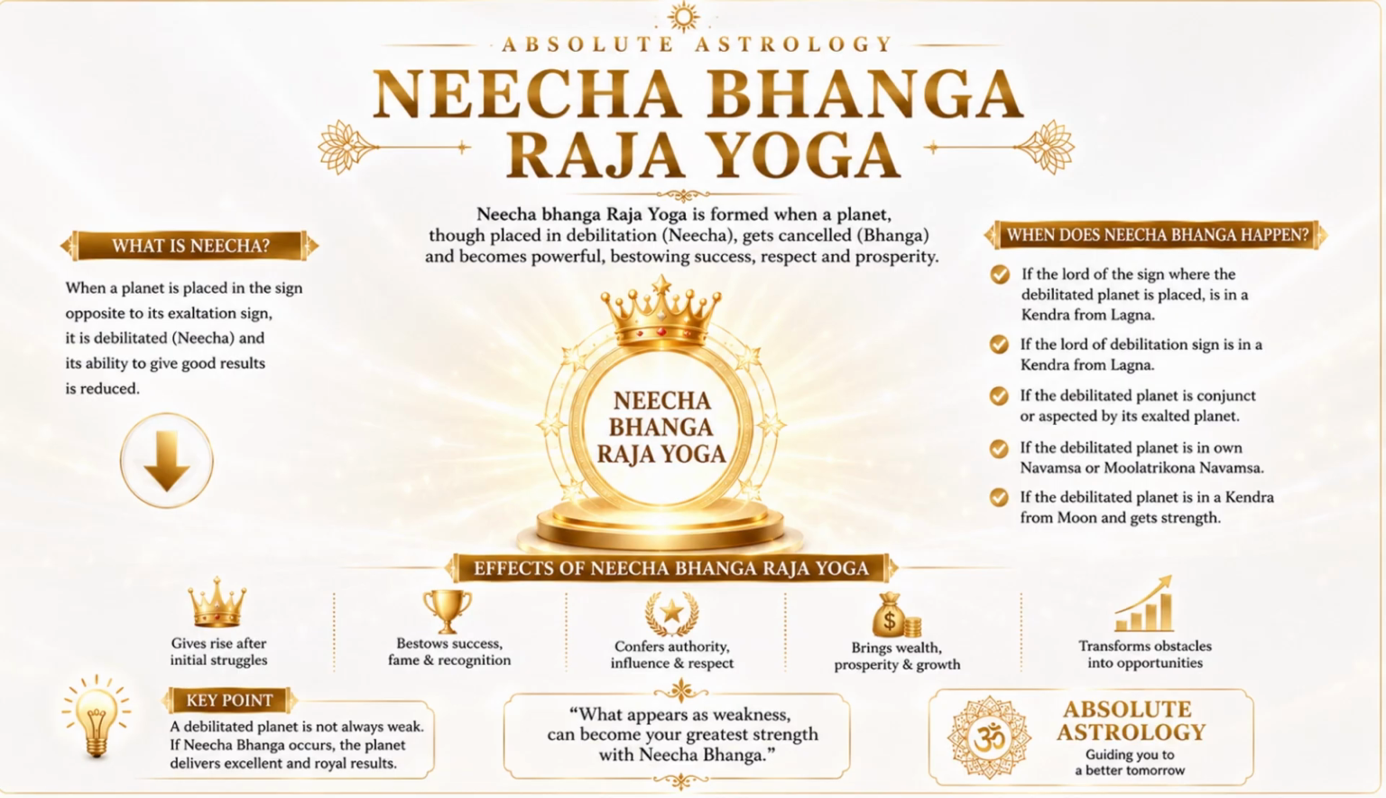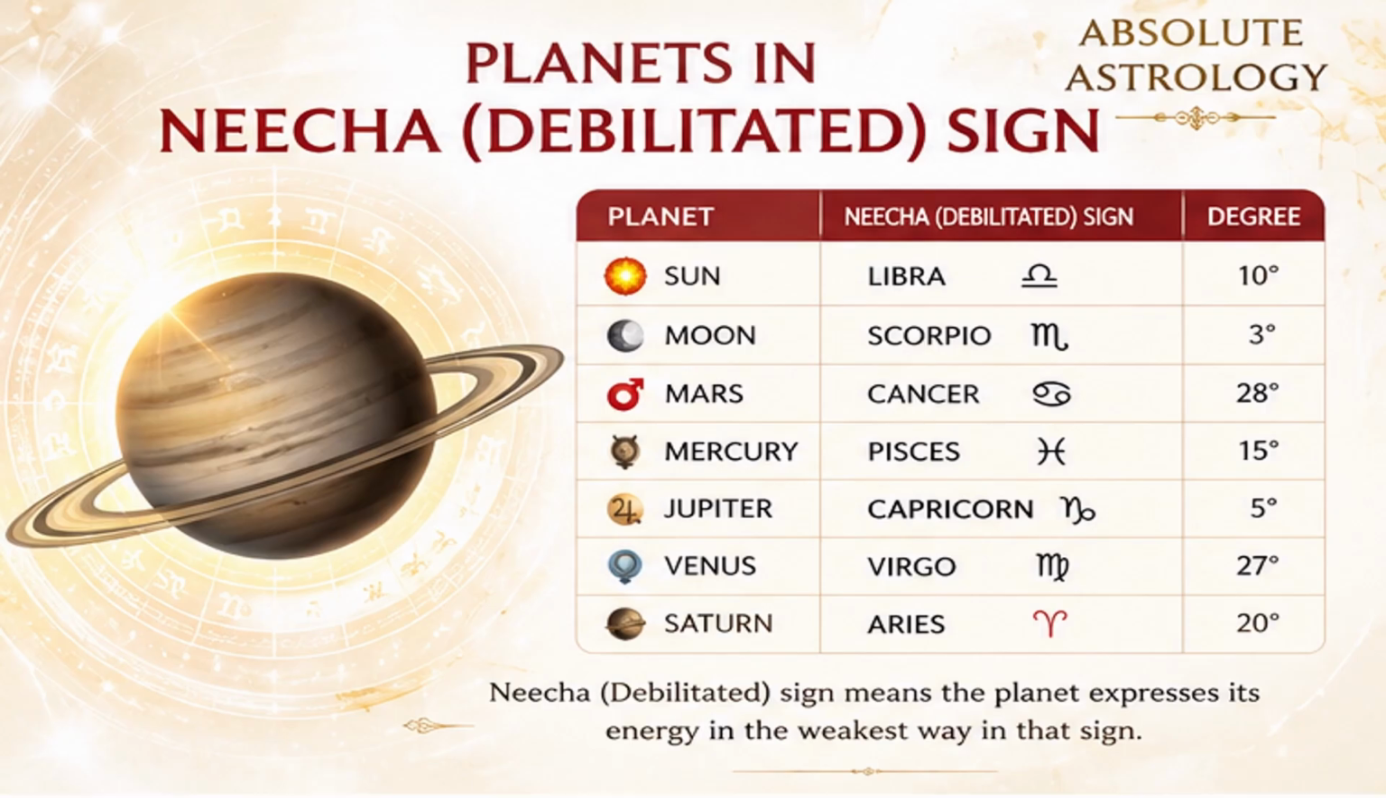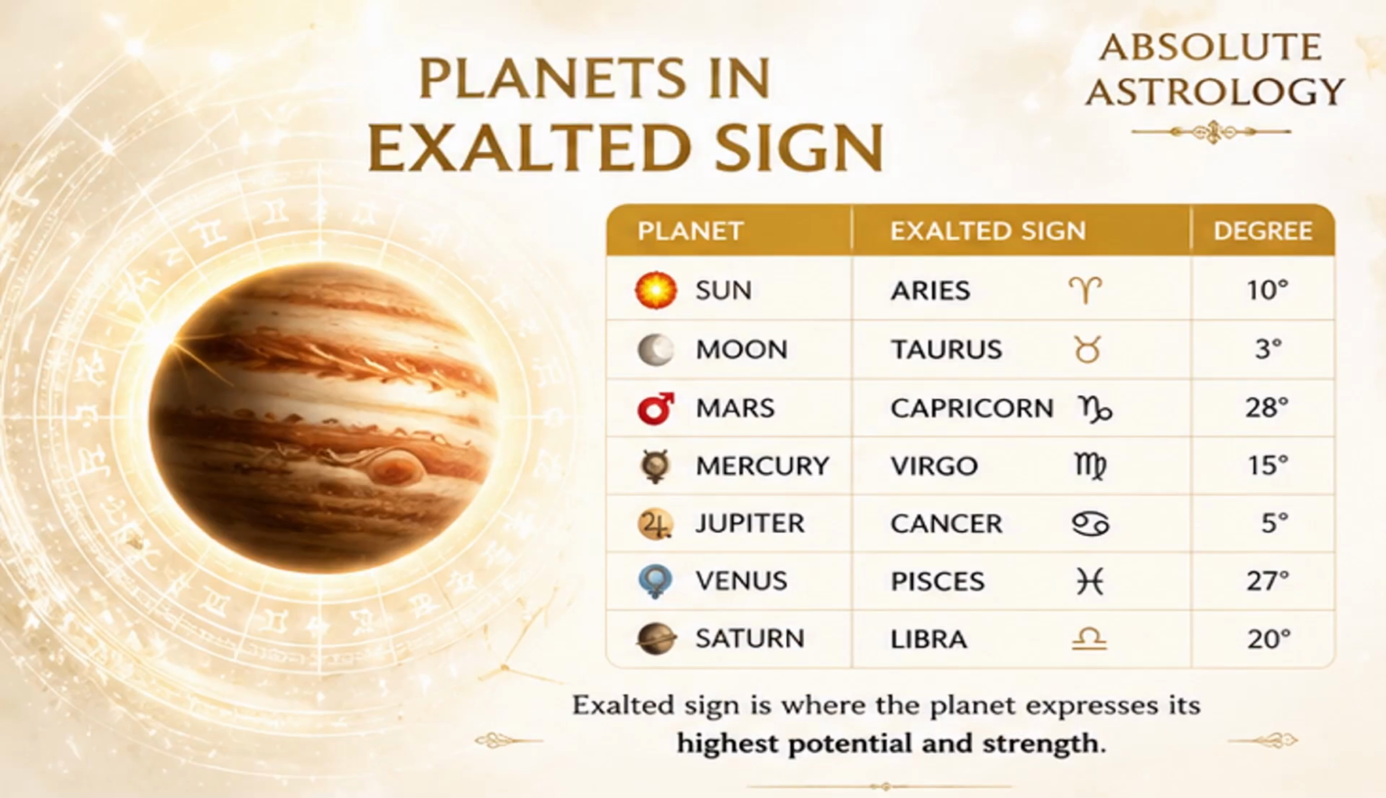The third theory says that if the debilitated planet gets aspected by any of the exalted planets. So to understand in which sign the planets are actually exalted, I will tell you this now.